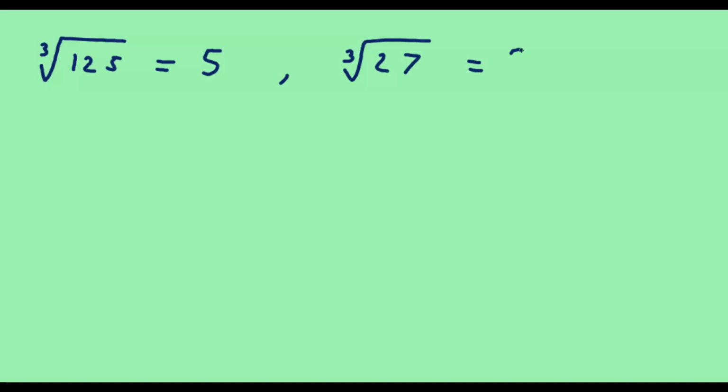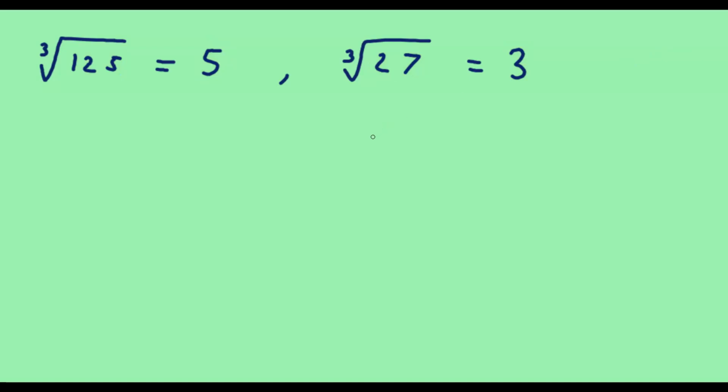Now, every real number has exactly one real cube root. The cube roots of positive numbers are positive. For example, if we consider the cube root of 125, that will be equal to 5. This is because the cube of 5 is 125. Let us consider another example. Let us consider the cube root of 27. This is equal to 3. This is because 3 cubed is equal to 27. So we can see that if we consider the cube root of positive numbers, then the final answers are positive.